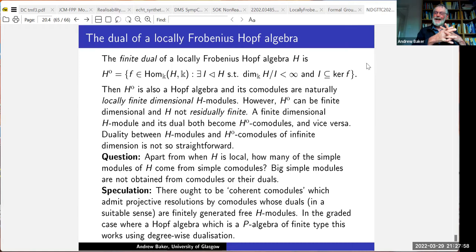So in the graded setting, with degree-wise dualizing, then basically you're saying that you've got a co-module, which when you dualize becomes a coherent module, where dualizing means linear dualizing. Right. It's like the relationship between homology and cohomology. Yeah. Now that doesn't work so well here because it's not so obvious how to fit linear dualizing into that picture. Right. I see.